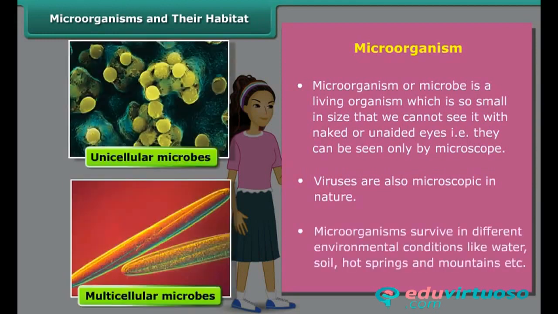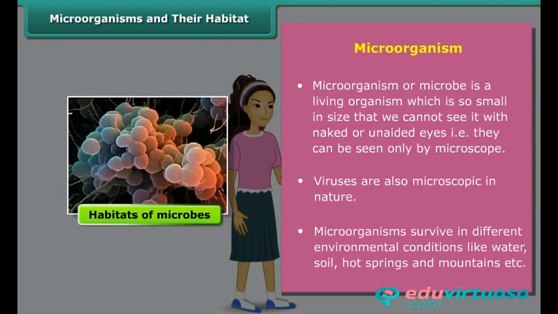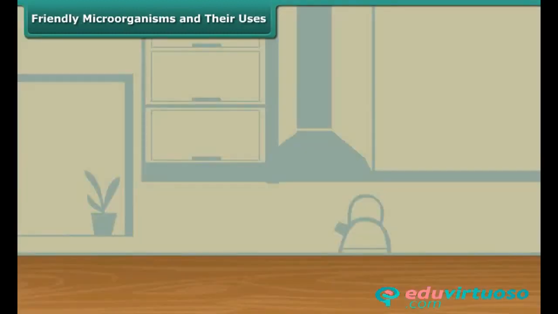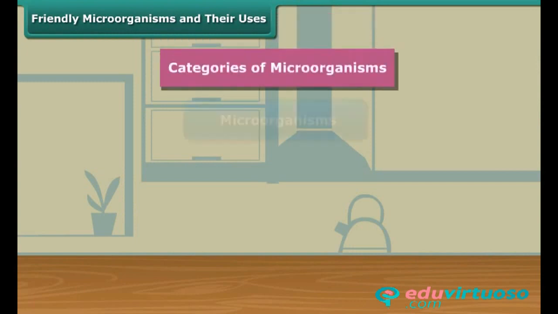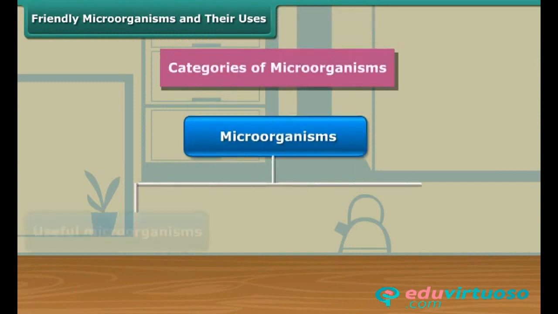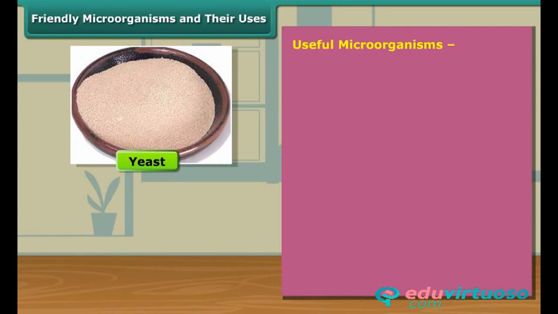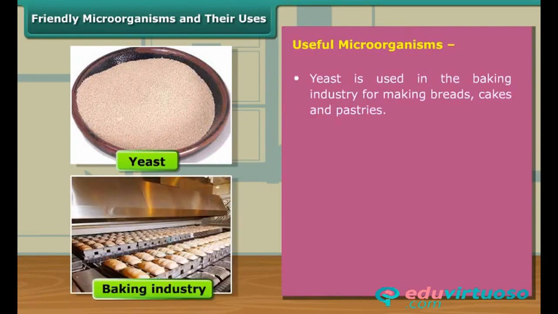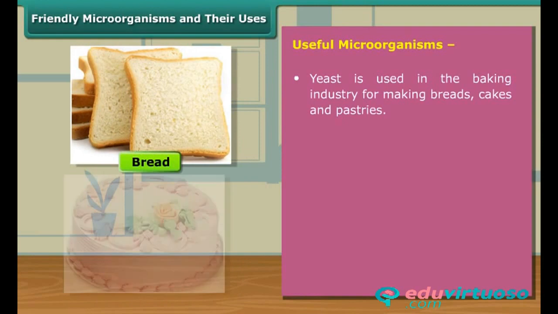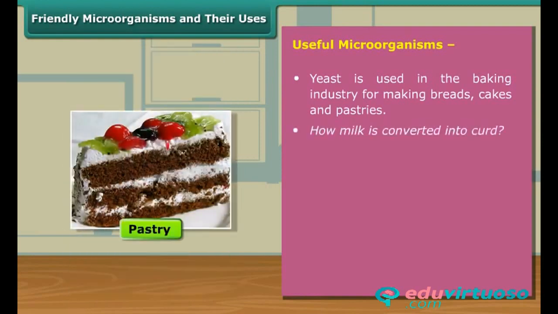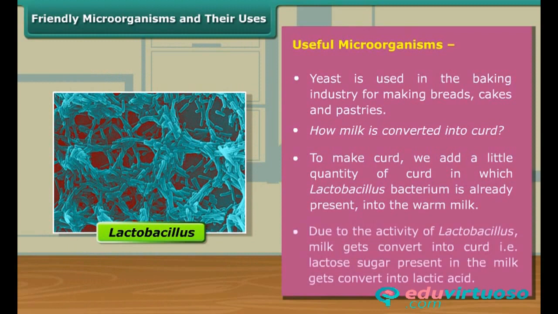Microorganisms can survive in different environmental conditions. Dear students, these microorganisms are broadly categorized into useful microorganisms and harmful microorganisms. Now we discuss the friendly activity of microorganisms in detail. One such friendly microorganism is yeast. Yeast is used in the baking industry and in our homes for making breads, cakes, and pastries, etc. The bacterium Lactobacillus is useful to make curd from milk.